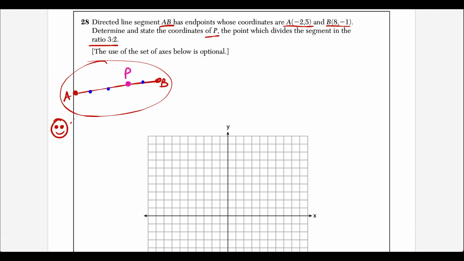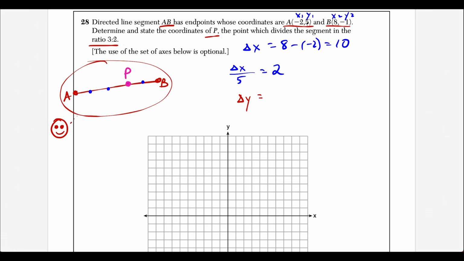But the way you find this stuff, or at least the way I like to do it, is first I like to calculate the change in X. So think of this as X1, Y1, and this is the point X2, Y2. And what we have here is if we find delta X, the change in X is going to be 8 minus negative 2, which is positive 10. But remember, I'm breaking this into 5 equal parts. So if I take delta X and I divide it by 5, my change in X is going to be 2.